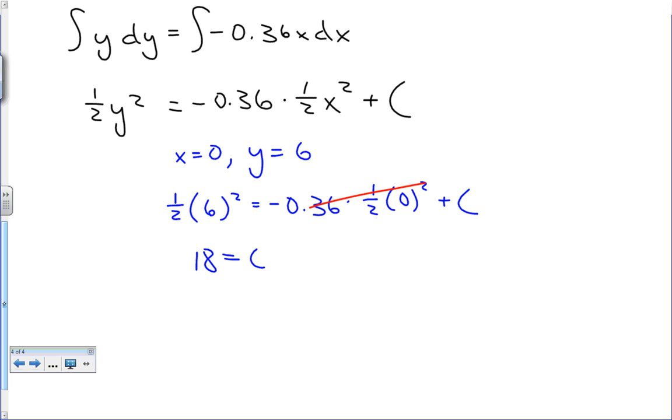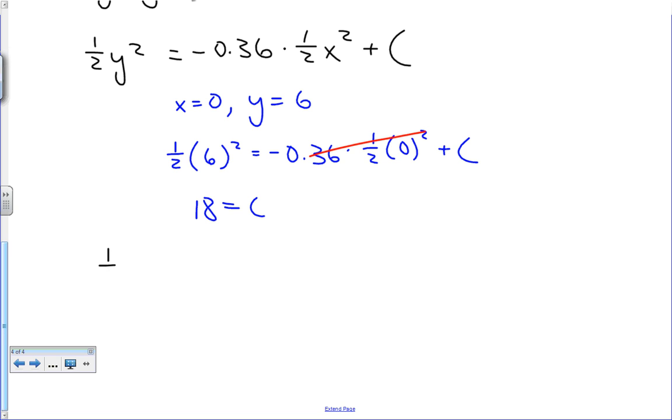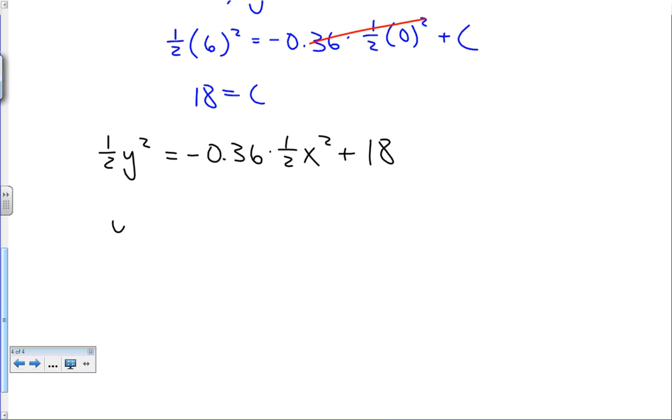So we know our value of c, so we can plug that in. So we have 1/2 times y squared is equal to a -0.36 times 1/2 x squared plus 18. All right, now I have a 1/2 over here with the y squared, so let's multiply through by 2. So we end up with y squared is equal to the -0.36 times the 1/2, that will cancel out to give us just the -0.36 x squared. And then doubling the 18 will give us 36.